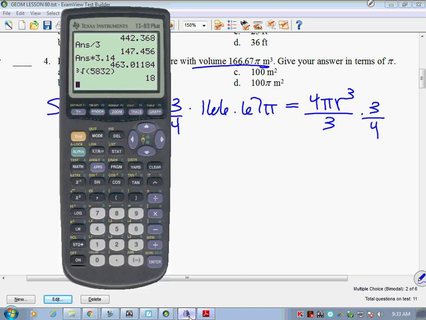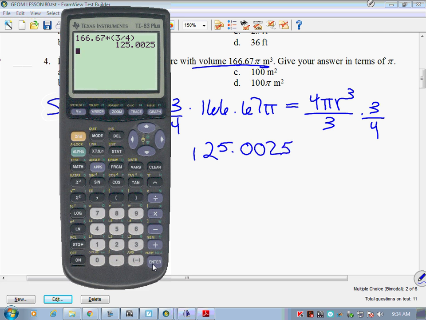I don't know what you might have done differently, but if I've got 166.67 times parentheses 3 divided by 4, I get 125.0025. Is that what you got? Okay, you got that. All right, so my pi is going to cancel out. What we're saying is that this equals r cubed.